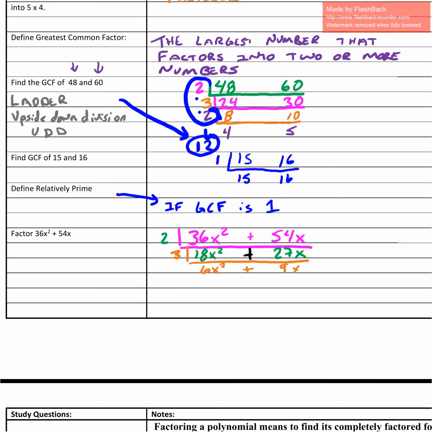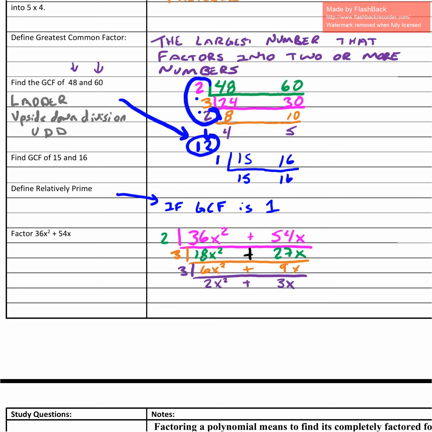And then when we look at it again, we can see that another 3 will come out. So let me get a different color just so you can see the different layers. So I can take out 3. We're going to be left with 2x squared plus 3x.